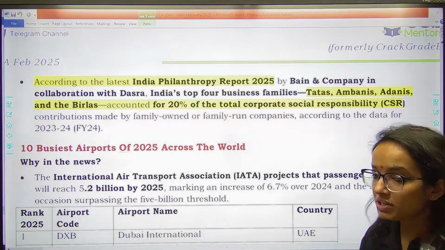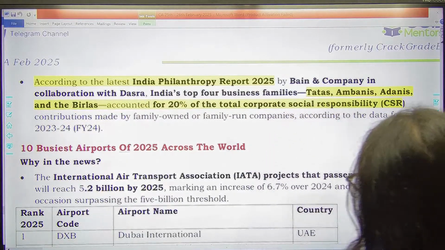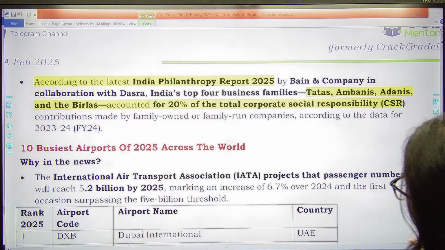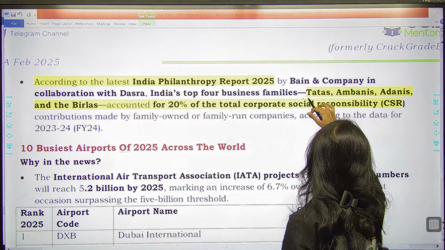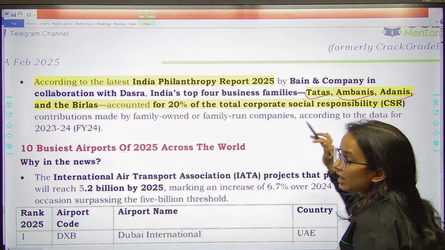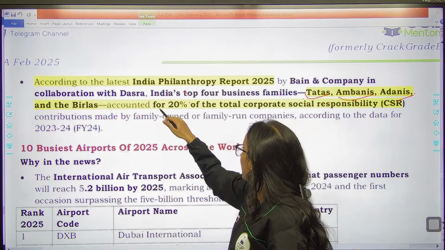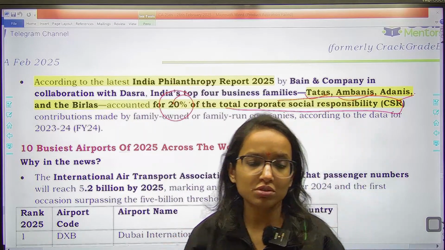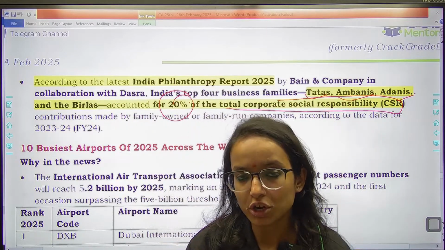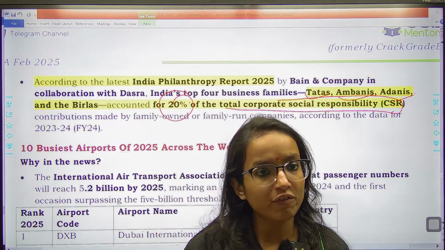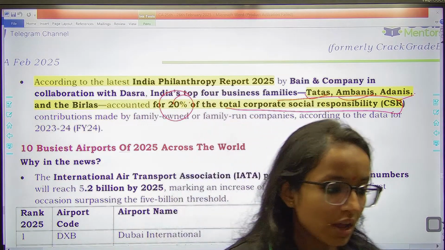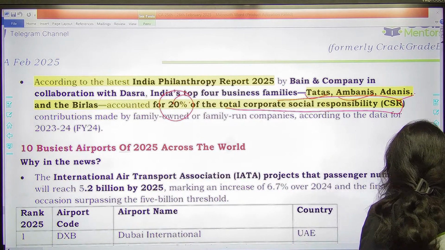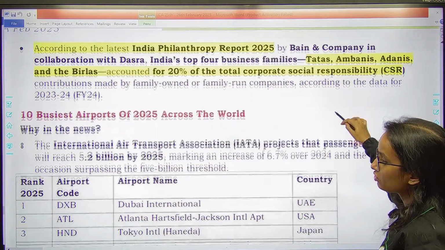Then you have, according to latest India Philanthropy Report 2025 by Bain and Company, India's top 4 business families, the Tatas, the Ambanis, Adanis and Birlas, they accounted for 20% of the total corporate social responsibility. In corporate social responsibility, in which you have to contribute 2% of your average annual turnover for past 3 years, they have topped this. So 20% is coming from these top 4 families.